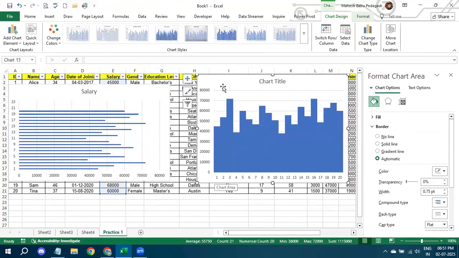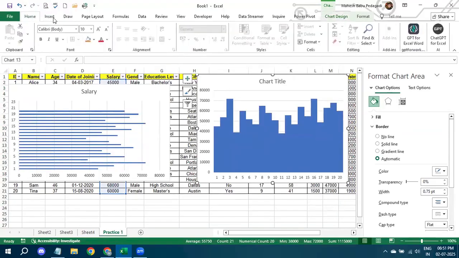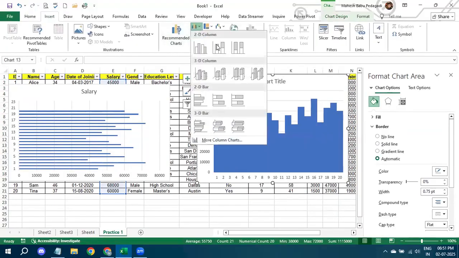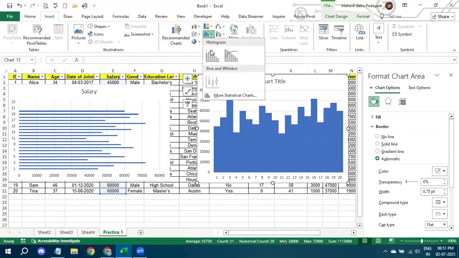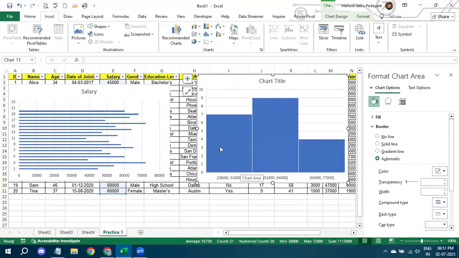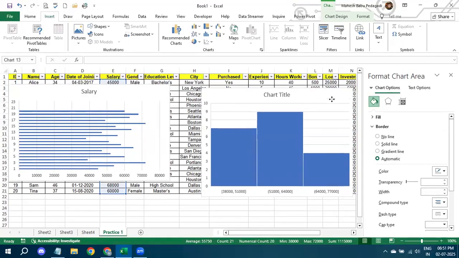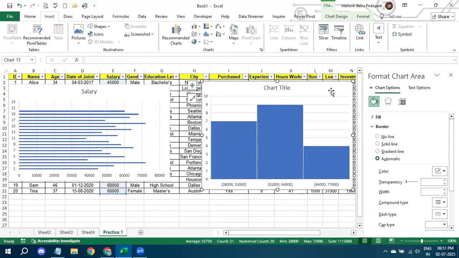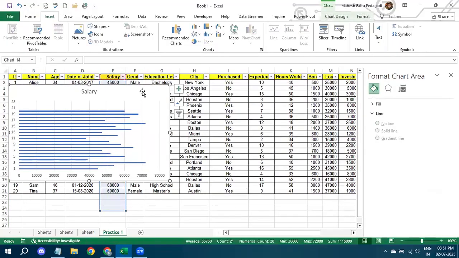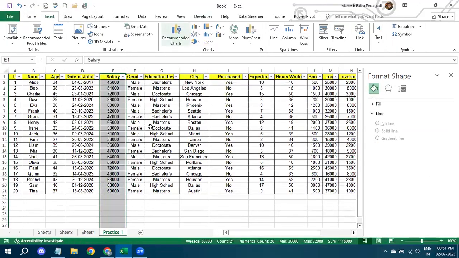This is not a histogram. This is histogram. Histogram talks about the distribution of the data, whereas bar chart or column chart talks about the comparative analysis. Clear? This is comparative analysis. This is distribution of the data. Okay? Perfect. What else we have? The recommended charts.